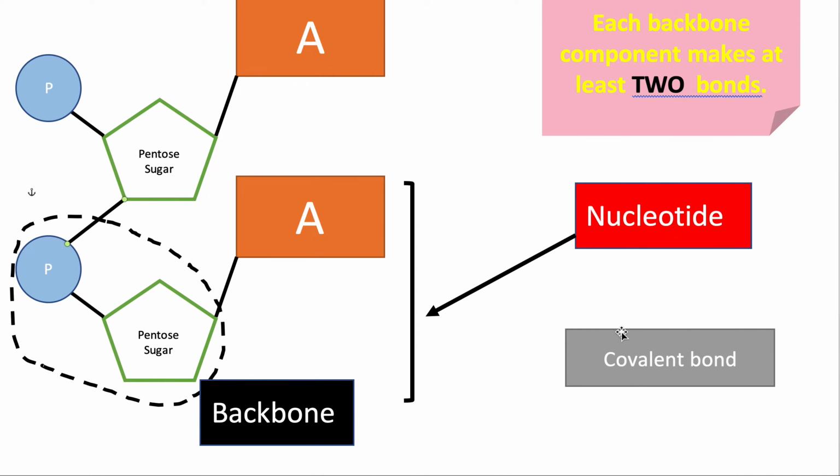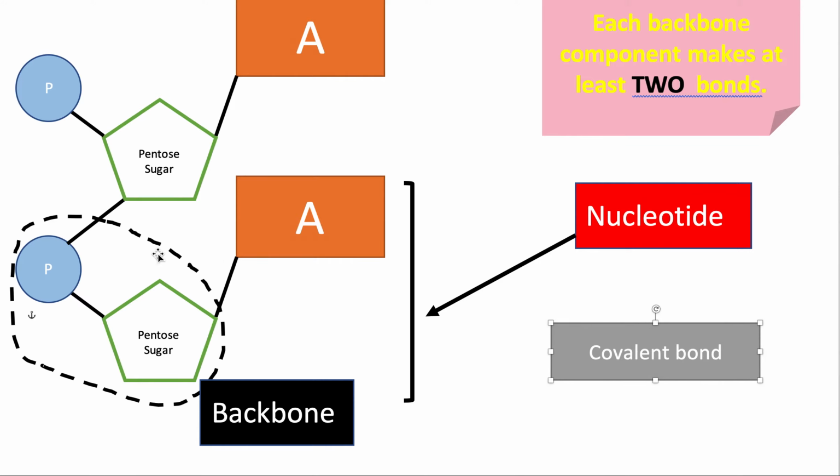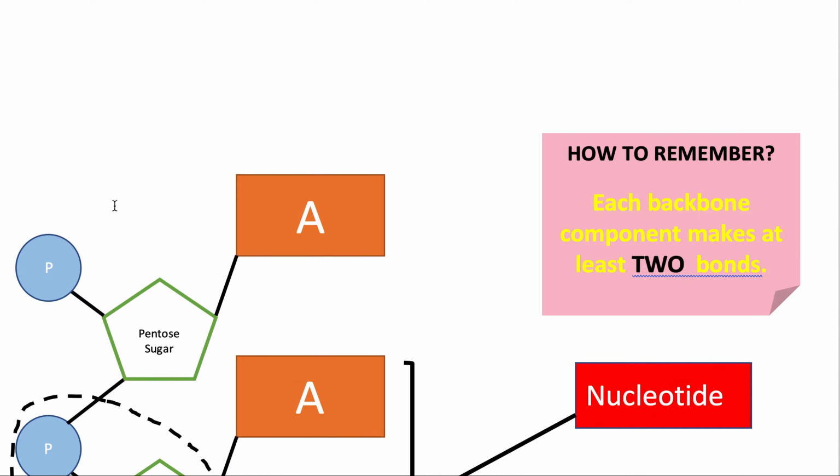Now, just so you know what kind of bond is made between them, it is a covalent bond. These bonds that connect the chain of nucleotides together to form a polymer are called covalent bonds. Covalent bonds are quite strong bonds. Now let's emphasize this just one more time.